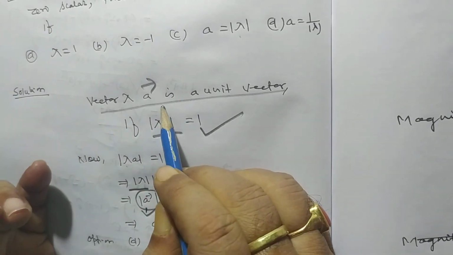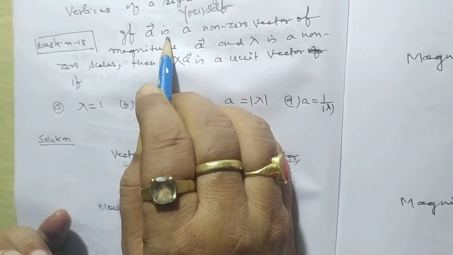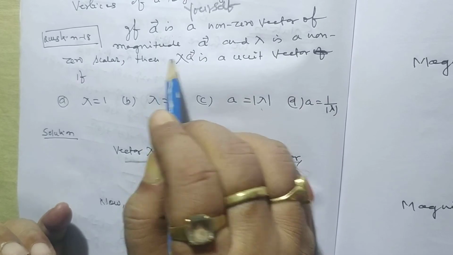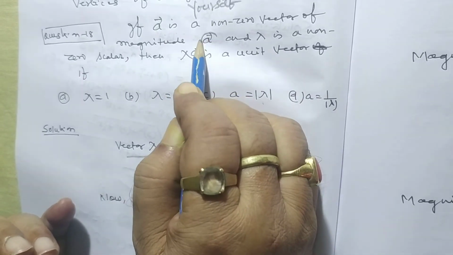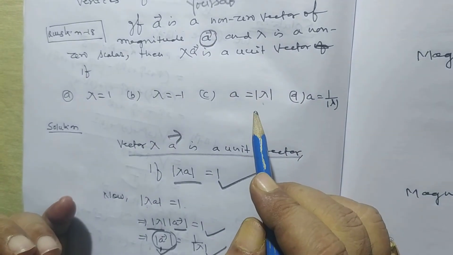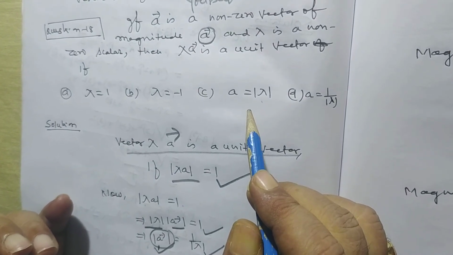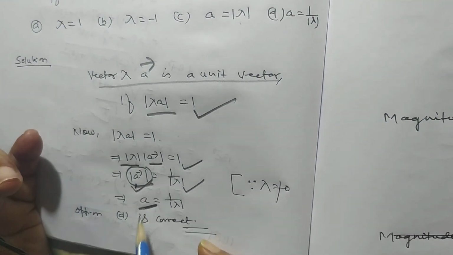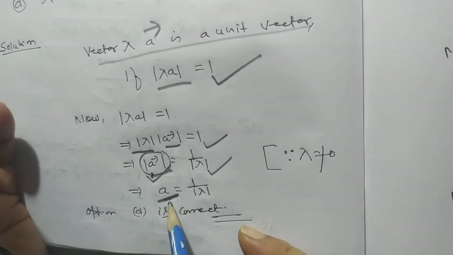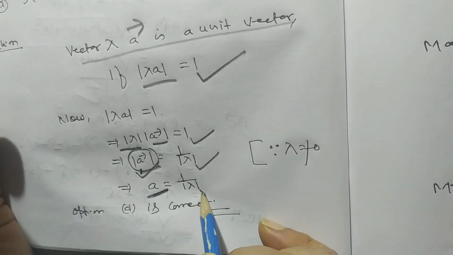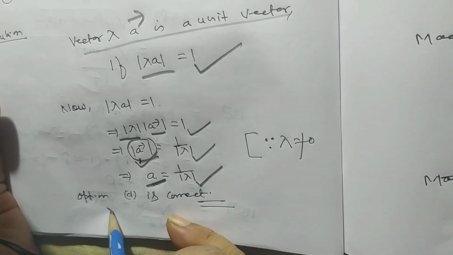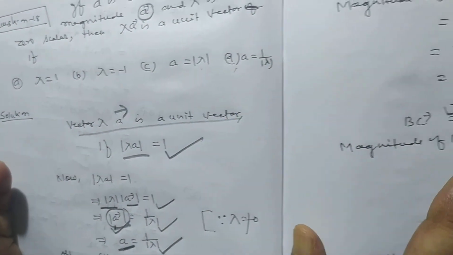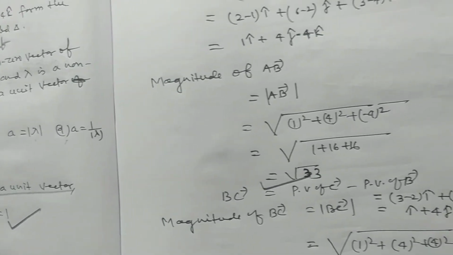In this problem, it is given that vector A is a non-zero vector of magnitude a, and lambda is a non-zero scalar. Then magnitude of vector A is equal to a, as given in this problem. So a is equal to 1 by mod lambda. Option D is correct. So in this way, we can solve the problems of exercise 10.3.